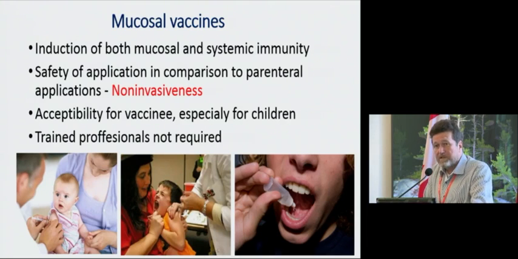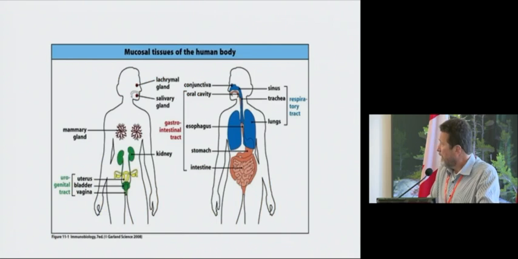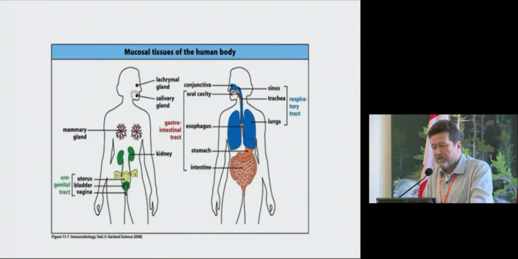Mucosal vaccines are needed for diseases where the pathogen goes inside the body through the mucosa. There are a lot of such diseases, for example, influenza. So mucosal vaccination can induce protective mucosal immunity, which is difficult to induce by injectable vaccines. The main advantage of sublingual vaccination is that you can induce general mucosal immunity together with systemic immunity.